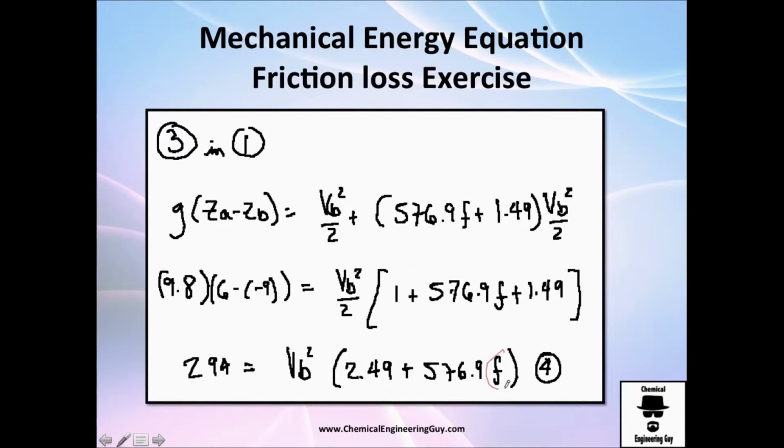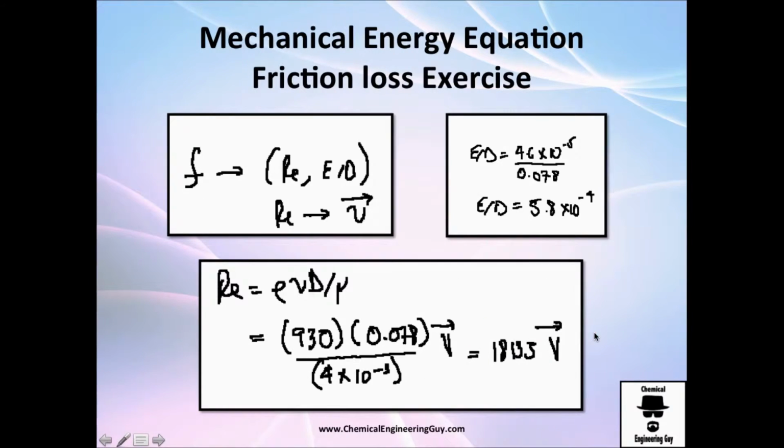I have the friction factor, which is dependent on the Reynolds number, which at the same time depends on velocity, and the friction factor depends also on relative roughness. So we have a problem right there. The relative roughness I could calculate right now. So one thing I might do is calculate the Reynolds number in terms of velocity, and I got it right here. That's my Reynolds number.